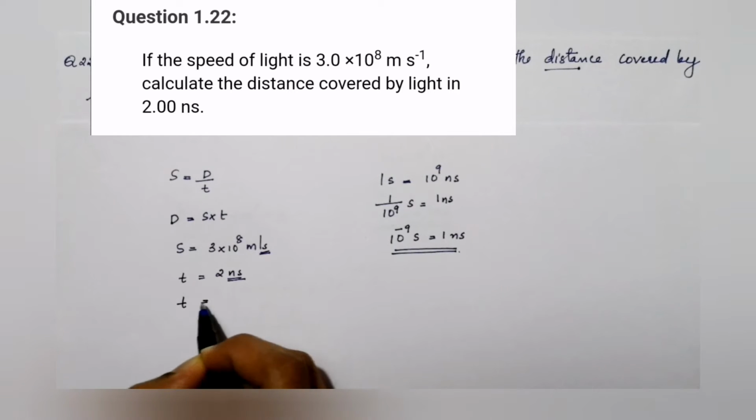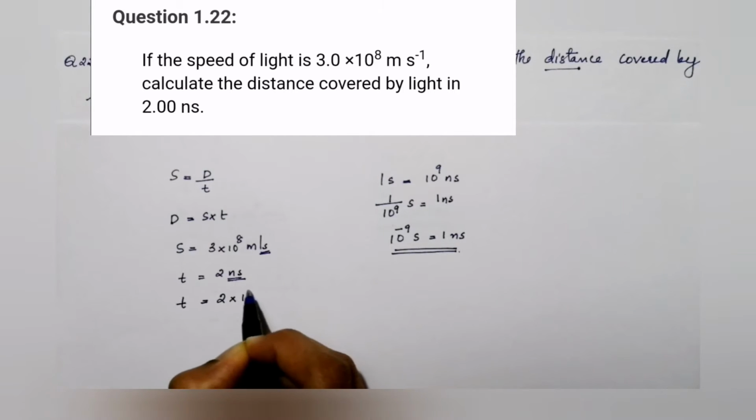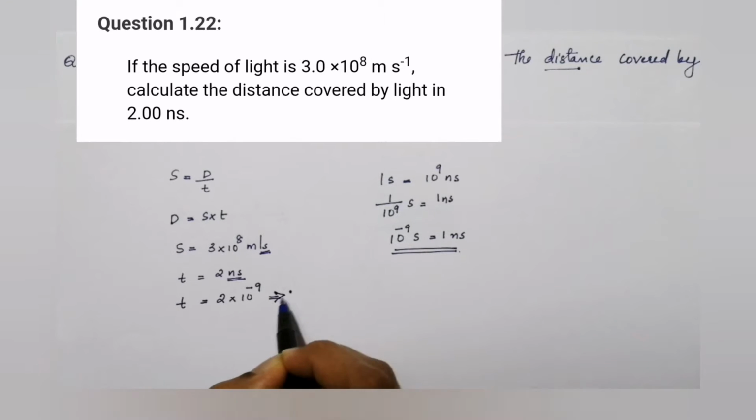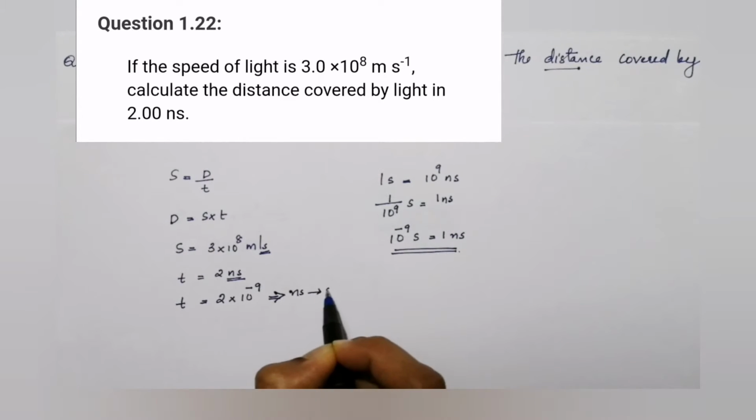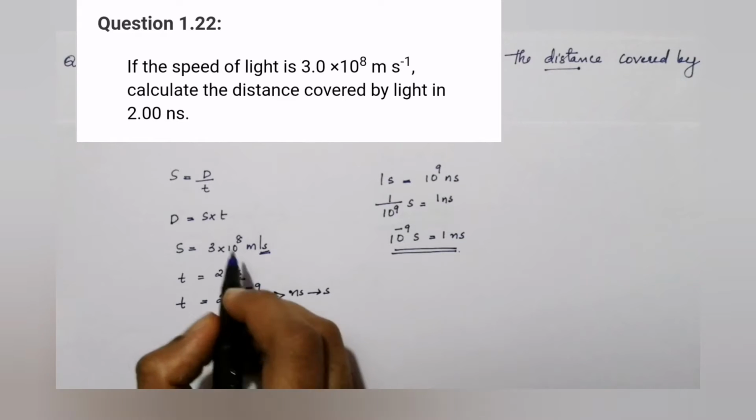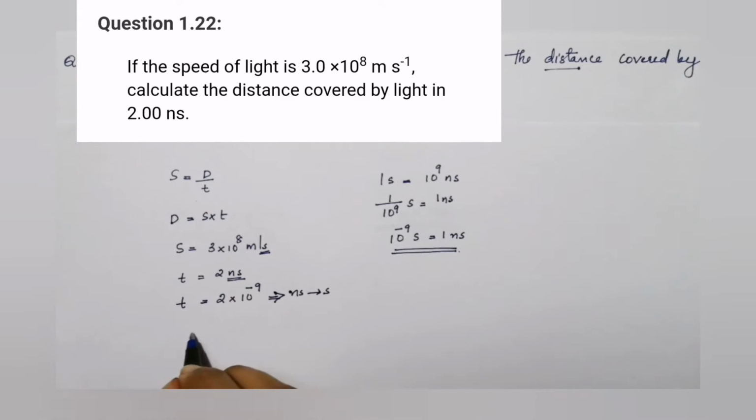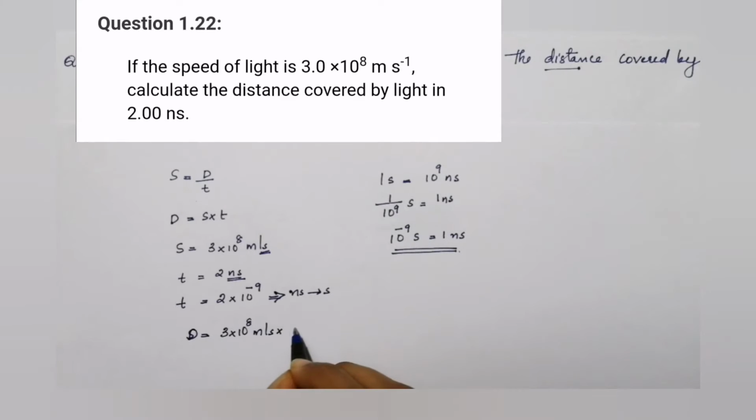What do we do? For this, we multiply this 2 into 10 power minus 9. So we converted this nanosecond to second. Now let us put these values in this equation. So we get distance is equal to speed 3 into 10 power 8 meter per second into time, which we have converted into second. We get 2 into 10 power minus 9 seconds.